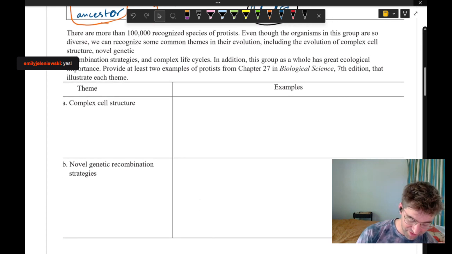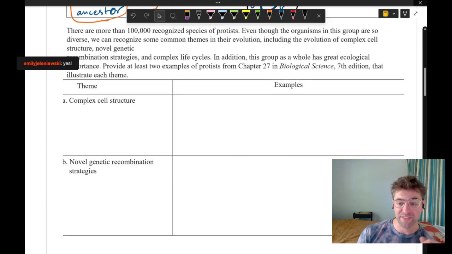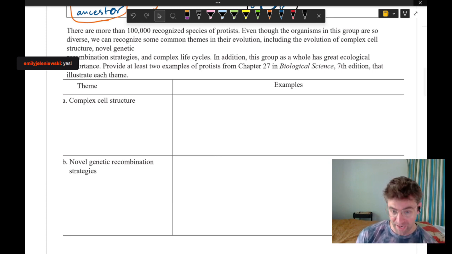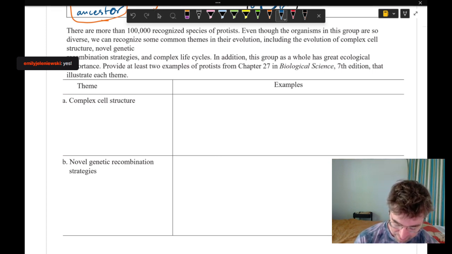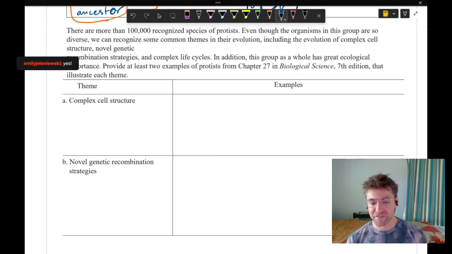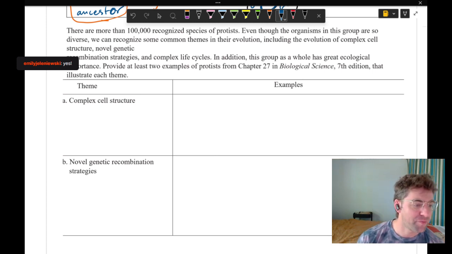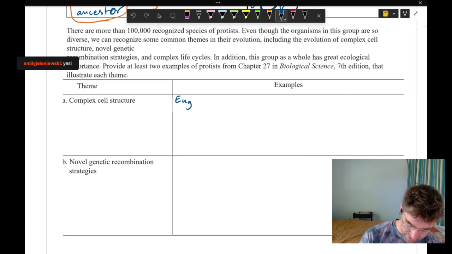Now, in an ideal world, you'll have taken a peek at this and picked some examples that resonate with you, that are relevant to your life, perhaps, and that help you remember them. I have picked a couple that I will stick with that demonstrate each of these themes pretty well. So there are any number of different examples. Pick one that you like. For complex cell structure, we've picked Euglenida.